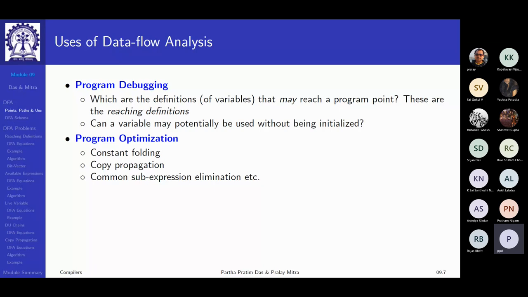And certainly the other reason, which we have already mentioned, is optimizing the programs, like constant folding, copy propagation, common sub-expression elimination, and so on and so forth.